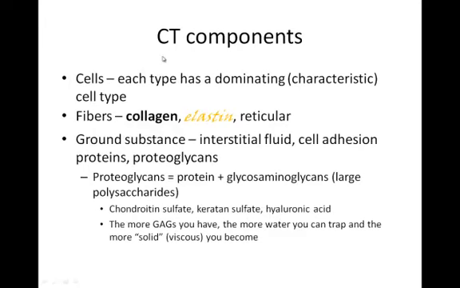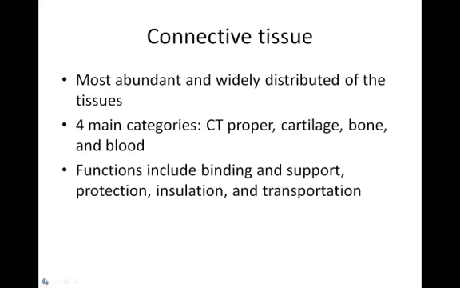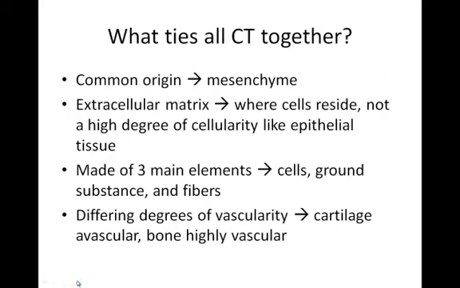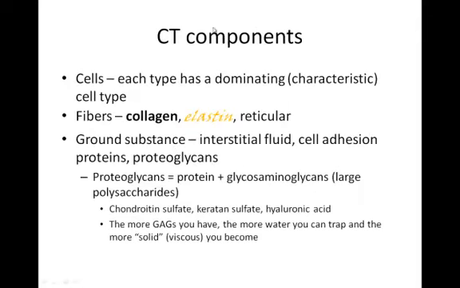For our connective tissue components, we're going to look at the cells, the fibers, and the ground substance, just like in this last slide when I was telling you that it's important. These three main elements are the cells, the ground substance, and the fibers. Here are our components: cells, fibers, and ground substance. Each connective tissue does have a dominating cell type.